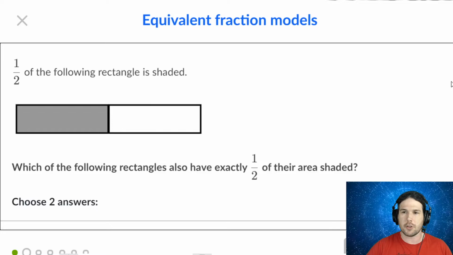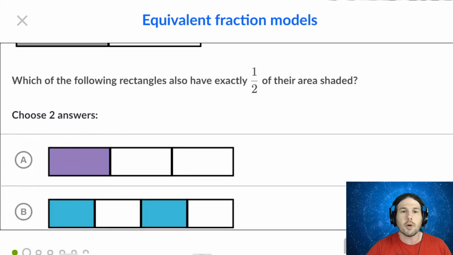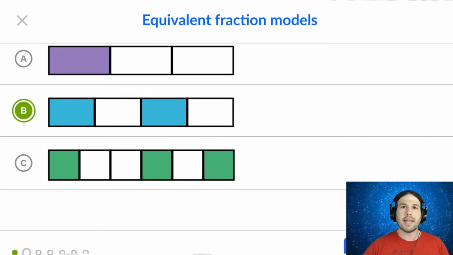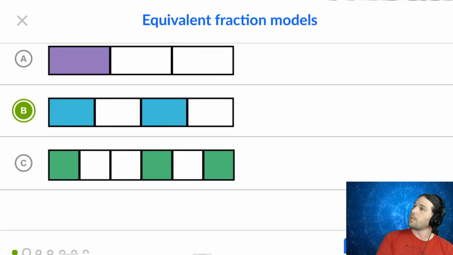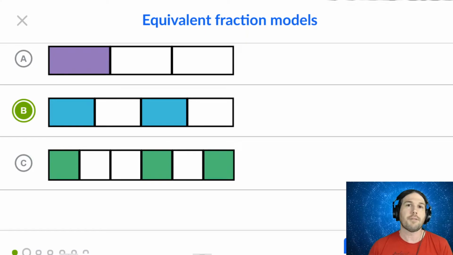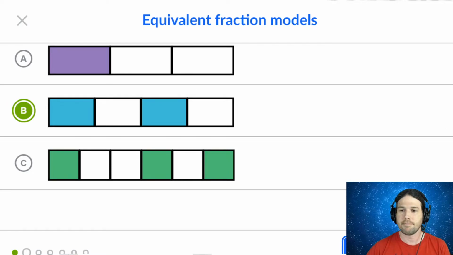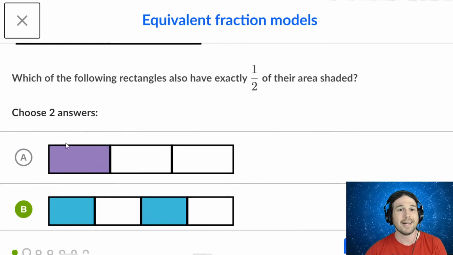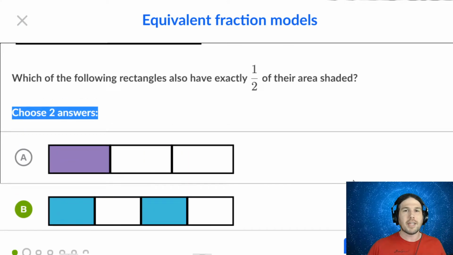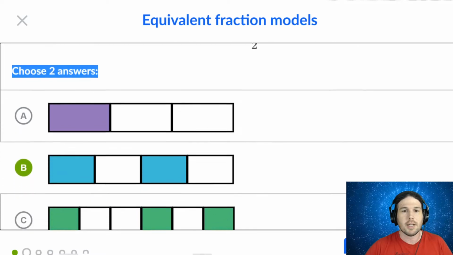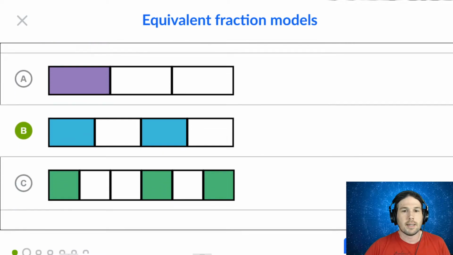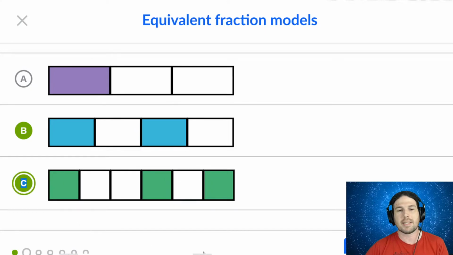1/2 of the following rectangle is shaded. Which of the following also has 1/2 shaded? So again, without using the words yet, we are showing, not telling, that 2/4, right, 2 out of 4, is equivalent to 1/2, 1 out of 2. Choose two answers. Once again, thank you, Khan Academy. Khan Academy is merciful in this particular way. If you hit check when you have a correct answer, but there is also another correct answer, it doesn't actually mark you wrong. It just says, hey, hold up, there's another correct answer. Let's find it. 1, 2, 3/6, yes. I missed that one.